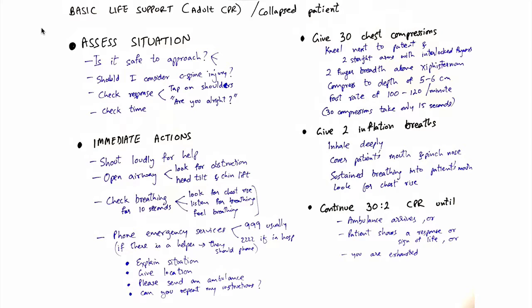So CPR is easy. You have to first assess the situation and check responsiveness. Immediate actions include shouting for help, opening airway, checking breathing and phoning 999, then giving 30 chest compressions, then 2 inflation breaths, repeating the cycle until the examiner asks you to stop.